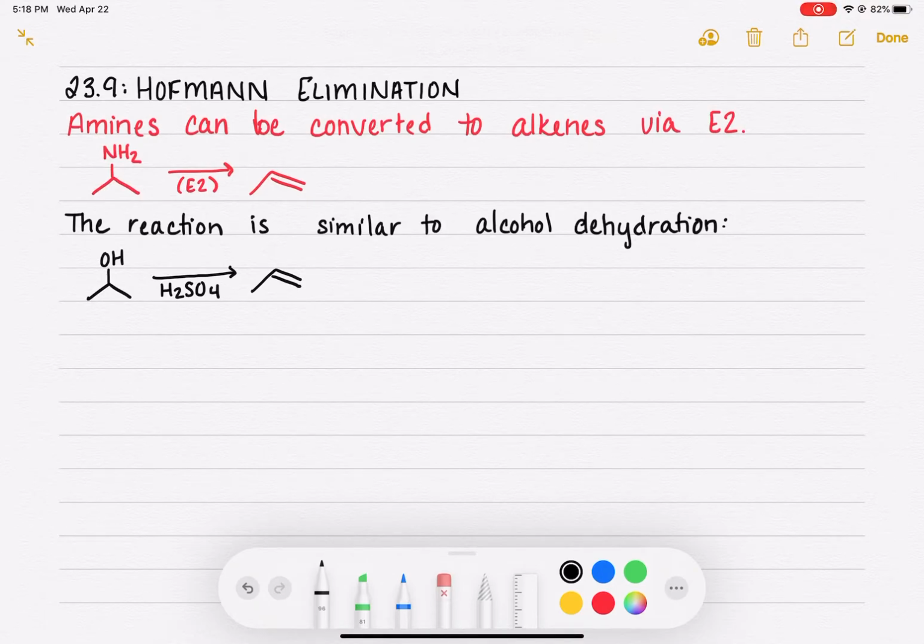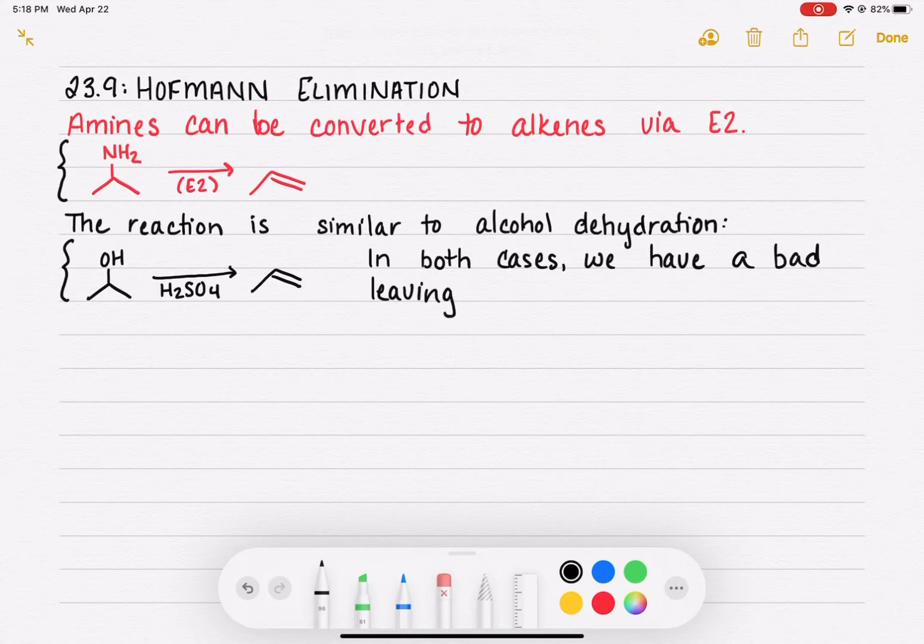In both cases, whether we're looking at the amine elimination or the dehydration of an alcohol, the leaving group is terrible. In both cases, we have a bad leaving group, and that's really the biggest challenge with these two reactions. In the dehydration reaction, we have OH, and it's a bad leaving group because it's a really strong base, and strong bases are bad leaving groups because they're reactive when they come off the molecule.